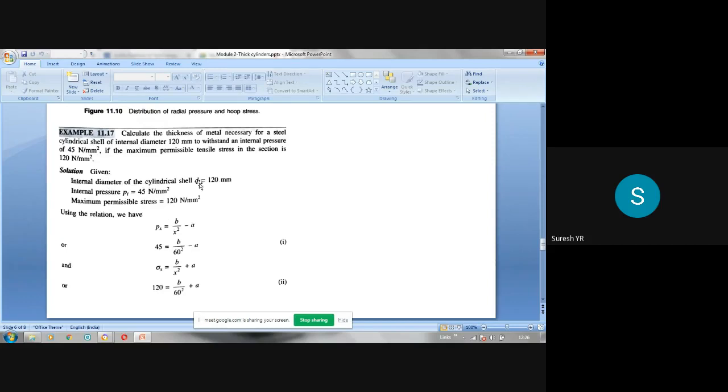So therefore Di is 120. Ri will be 120 by 2, which is 60. So put x is equal to 60, and he has given the pressure as 45. So 45 is equal to b by 60 square minus a.